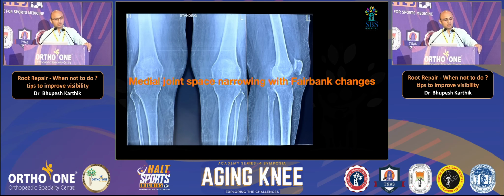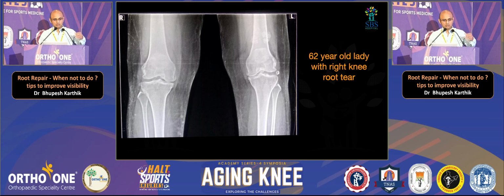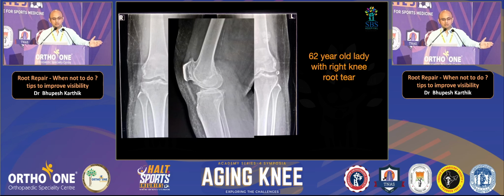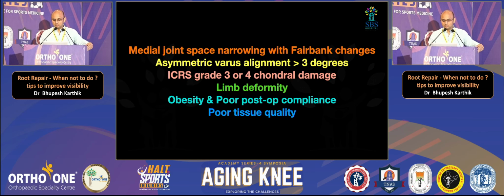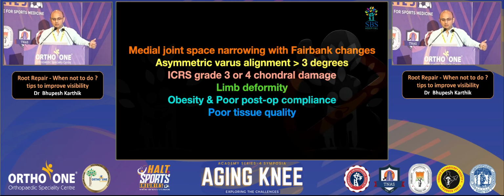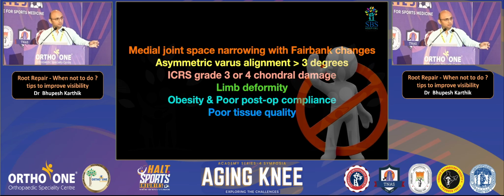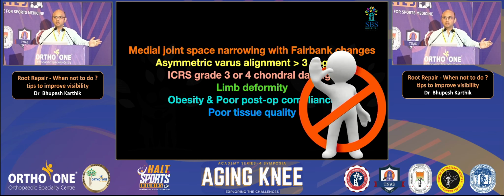Medial joint narrowing is a problem. As David Rajan sir showed in the other talk, don't only look at the medial joint space, also look at the lateral view and the patellofemoral joint. So these are again contraindications. Medial joint space narrowing with Fairbank changes, asymmetric varus alignment more than 3 degrees, ICRS 3 or 4, limb deformity, obesity, poor post-op compliance, poor tissue quality, all these will be contraindications for root repairs.